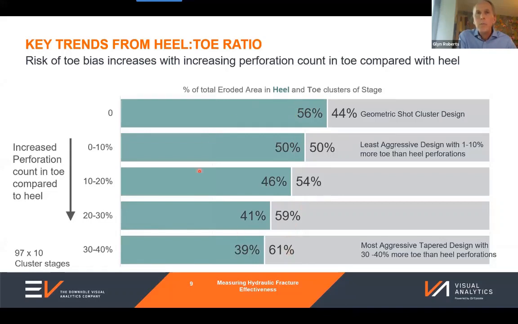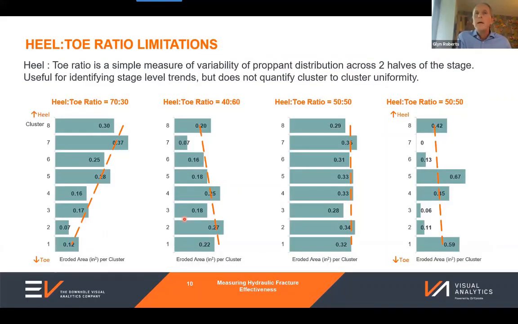So probably the important thing to take from this chart is that we do have control over where the proppant goes, just by something as simple as varying the number of perforations in the toe compared with the heel. So it's obviously good news that we can manage where the proppant goes to a certain extent. There are some limitations to heel-toe ratio, and that's why we haven't replaced it, but we've added to it. It still has its uses.